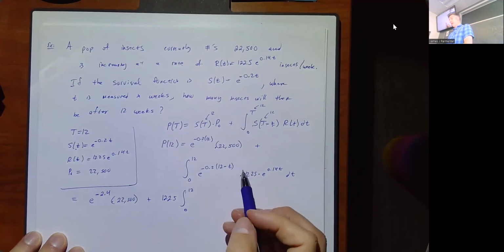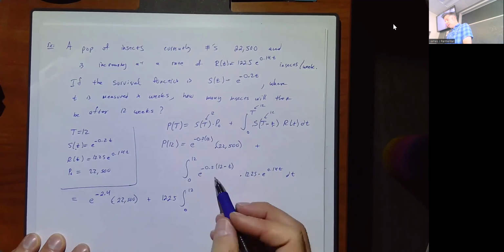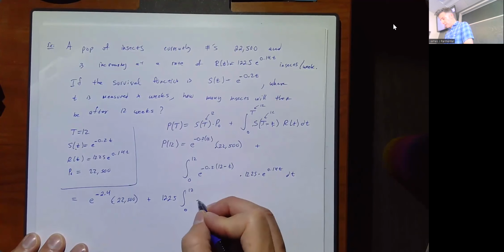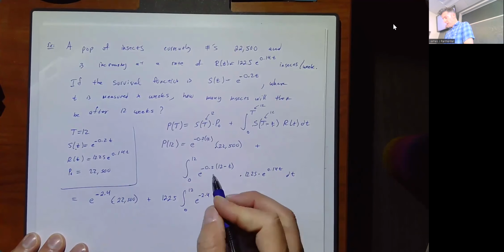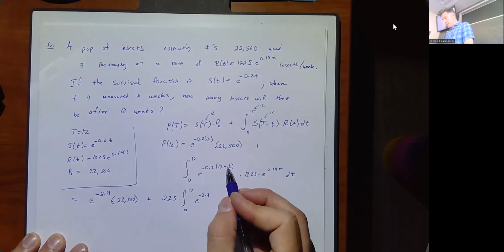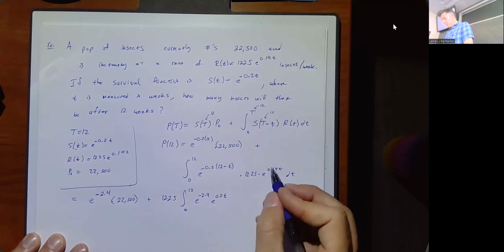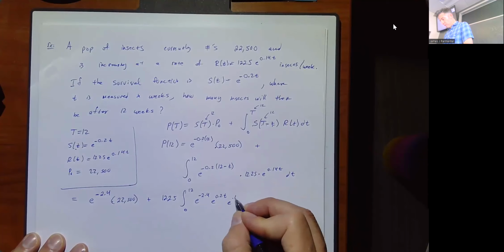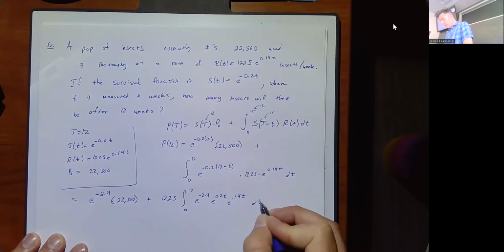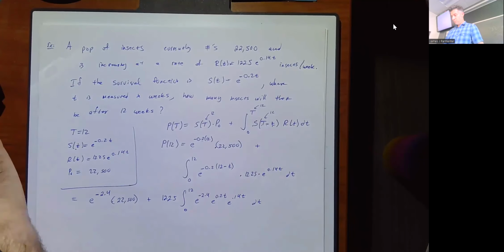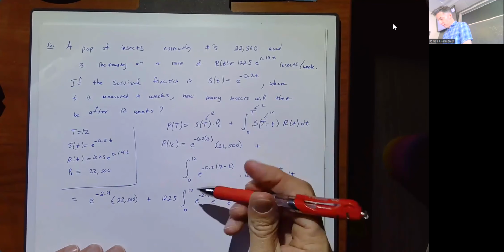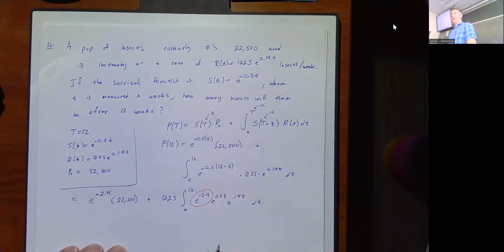And here's what I'd recommend. Break this up. E to the negative 0.2 times 12 is e to the negative 2.4. E to the negative 0.2 times negative t is e to the positive 0.2 t. And e to the 0.14 t is e to the 0.14 t. And this one that's a constant doesn't have to live inside the integral. That one can come right out.